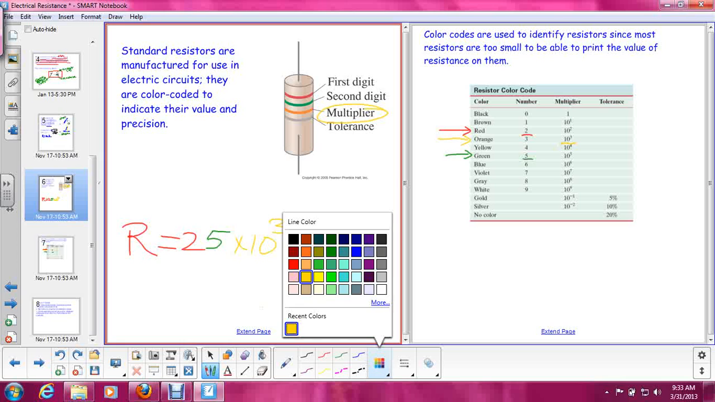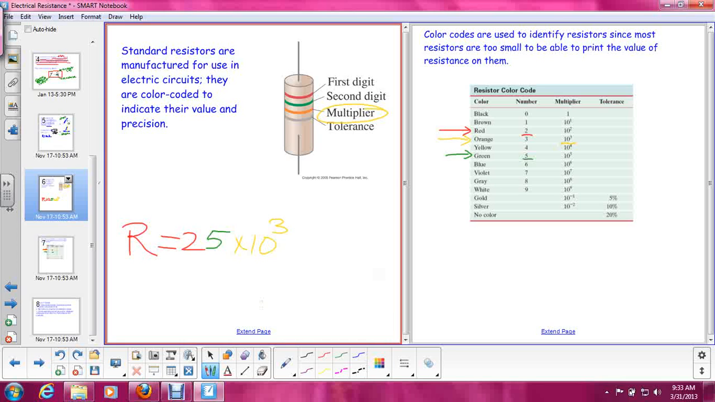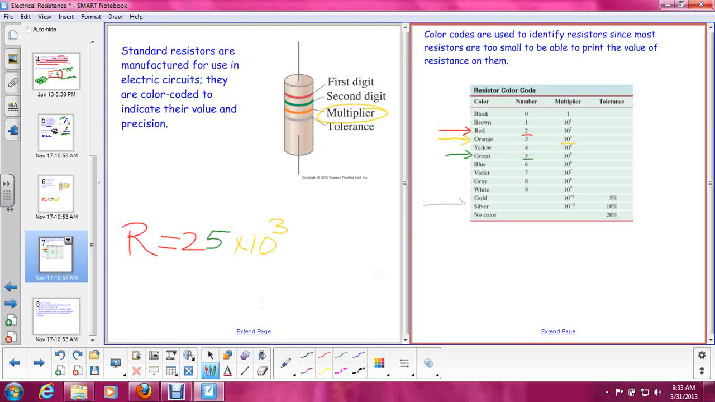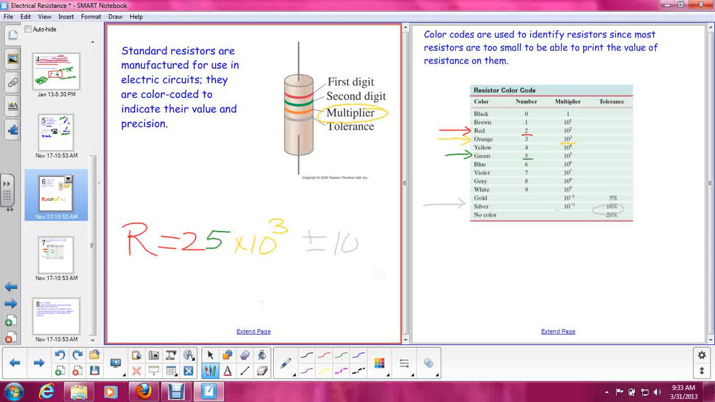Our last band is our tolerance, and that is silver. And the silver and gold, or our tolerance, is way down at the bottom here. Silver is a tolerance of 10%. Sorry, we don't use it as a multiplier. We're using it as a tolerance. That's 10%. Plus or minus 10%. So the way that you would write this out, the resistance of this specific resistor, is R equals 25 times 10 to the third plus or minus 10%. And remember, resistance is measured in ohms.